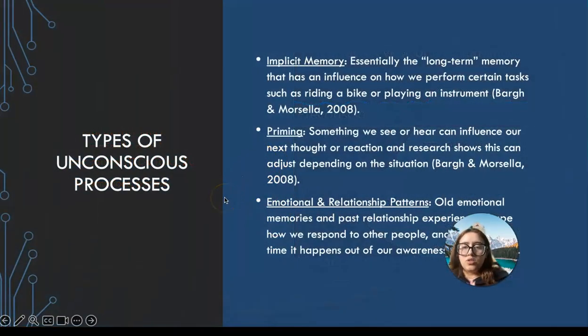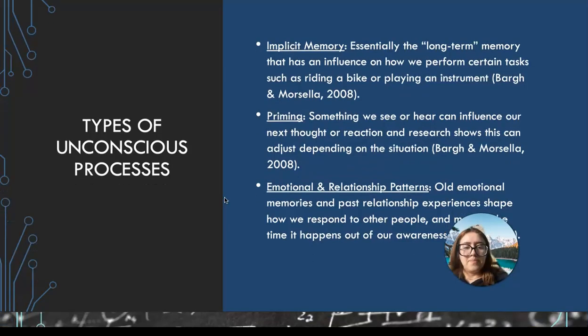There's 3 types of unconscious processes. There's the implicit memory, which is essentially the long-term memory that has an influence on how we do certain tasks, such as playing an instrument, riding a bike. There's priming, which is something that we see or hear that can influence how we react later on. And then there's emotional and relationship patterns, which is essentially past relationship experiences that shape how we respond now to people that we come into contact with.